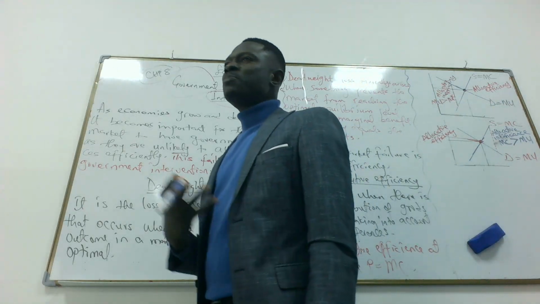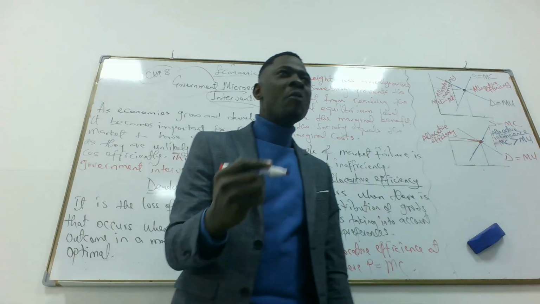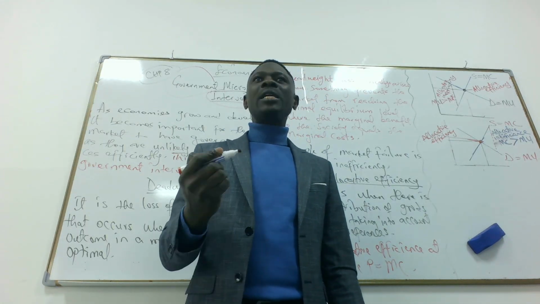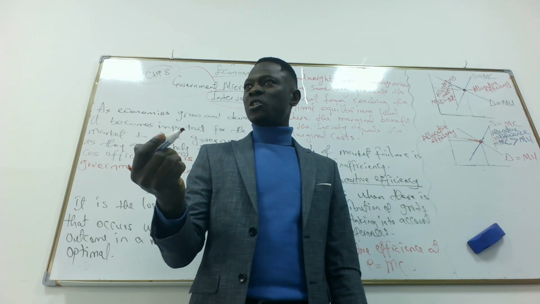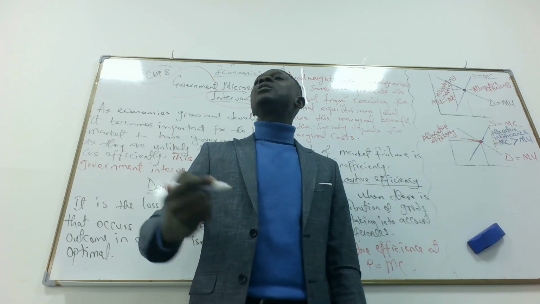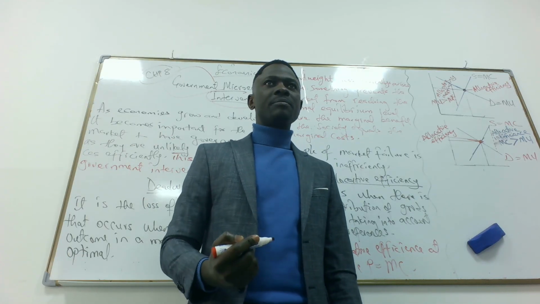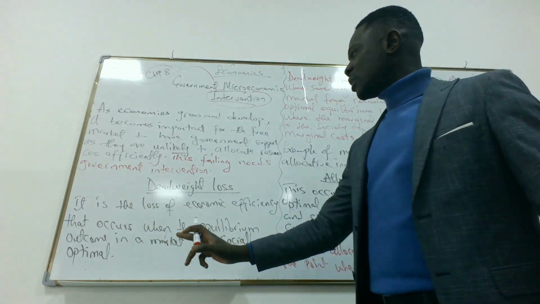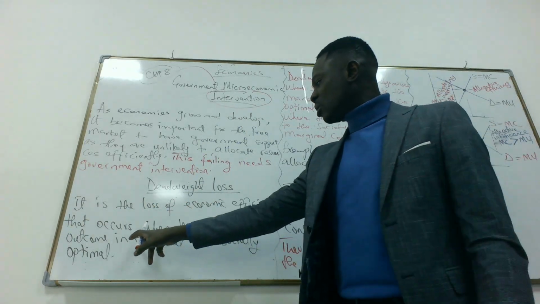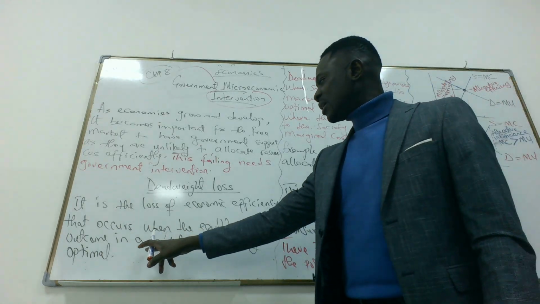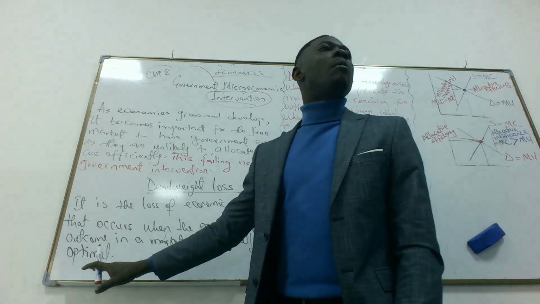That takes us to deadweight loss. Deadweight loss simply means that there is a welfare loss. Our marginal cost of production is greater than the marginal utility. There's inefficiency. Deadweight loss is the loss of economic efficiency that occurs when the equilibrium outcome in the market is not socially optimal.